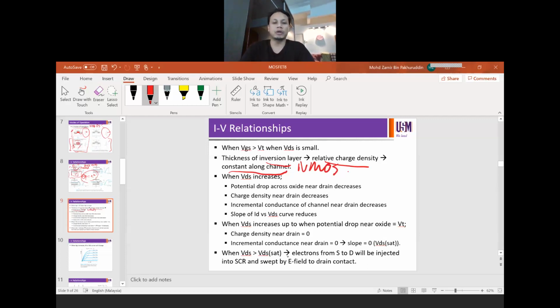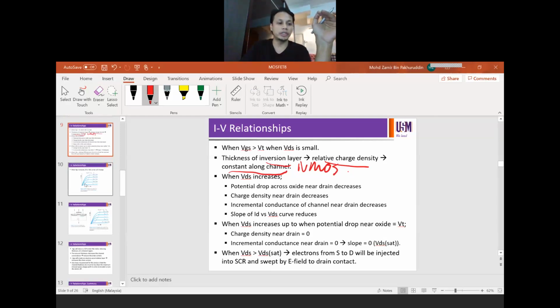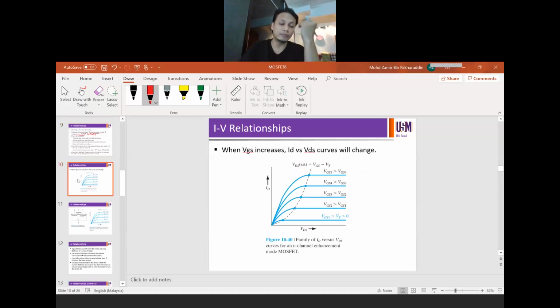At the same time, you can also increase the VDS. That means you supply a voltage across drain to source, so it will cause a potential drop across the oxide, and so on. This is actually what contributes to the formation of regions on the IV curve of the MOSFET. You can look at the presentation content to see what's going to happen at the different voltages.